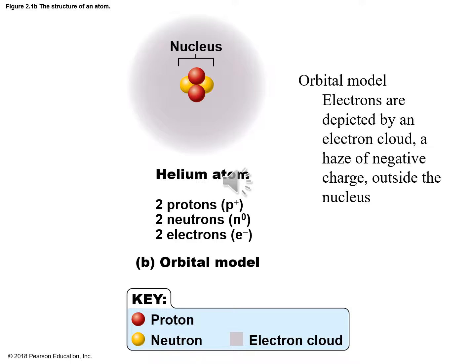The orbital model of studying an atom is a bit more modern day, and the electrons are depicted by an electron cloud. It's a haze of negative charge outside the nucleus, and the electron may be anywhere in that cloud. We just don't know exactly where it is. We still have the protons and neutrons shown in red and yellow, and they're inside the nucleus.